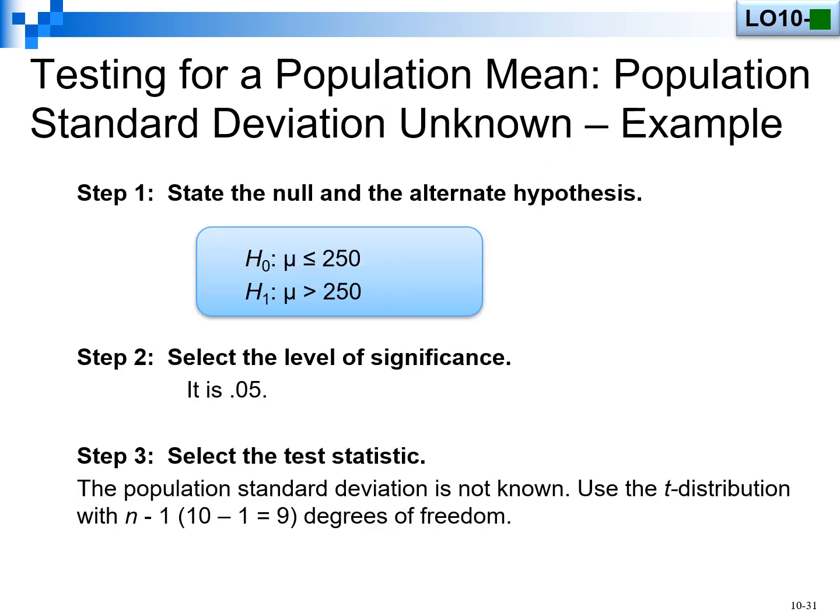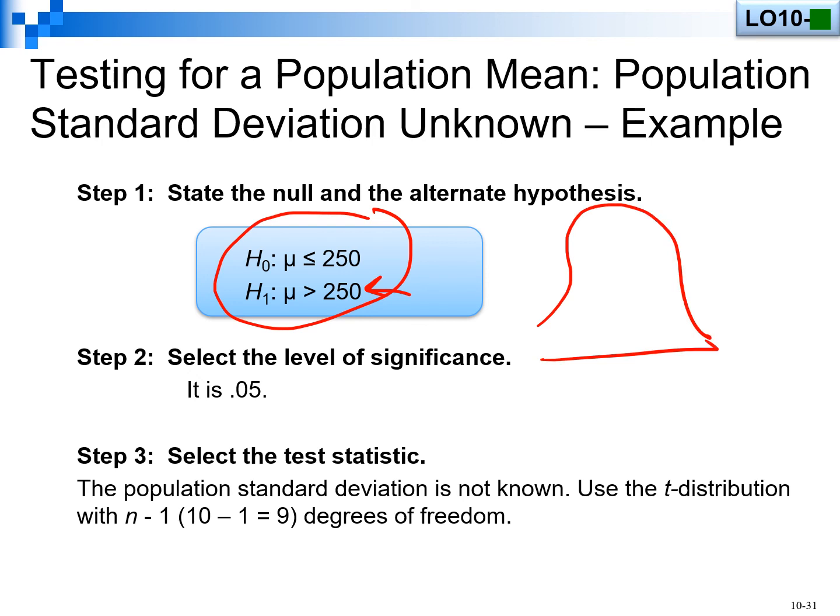And as you can see from the setup, this is how they set up the null and alternate. Notice the alternate is a greater than. So I'll draw my curve. This is going to be an upper tail test. 0.05 is my significance level. And so to get your critical t-value, you need your degrees of freedom, which is going to be 9, plus your alpha of 0.05. And in the next slide, once we look that up, we'll show you what that critical t-value is going to be.